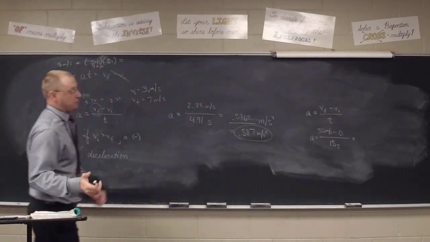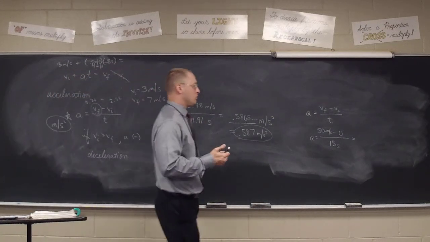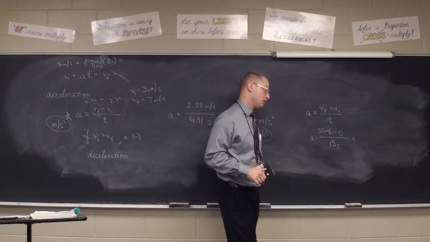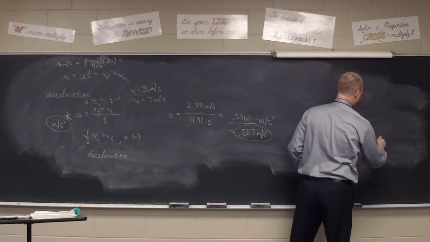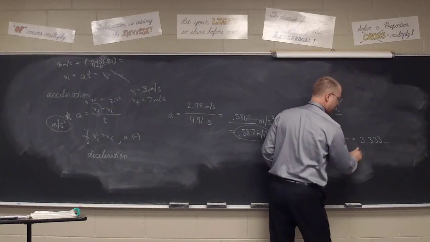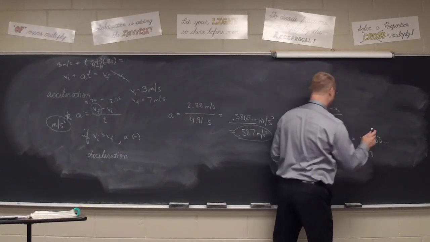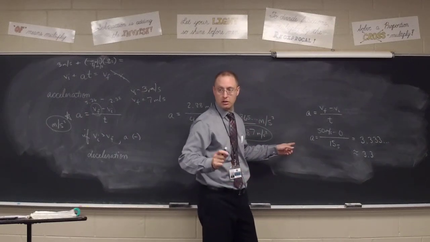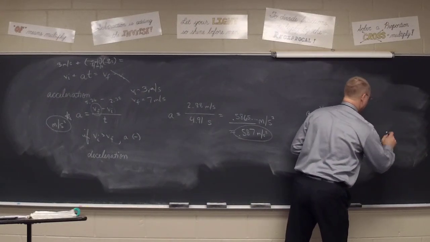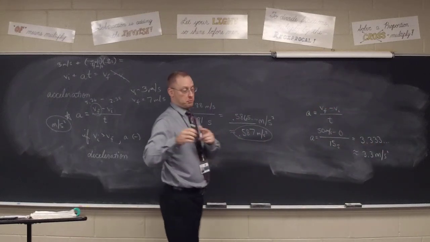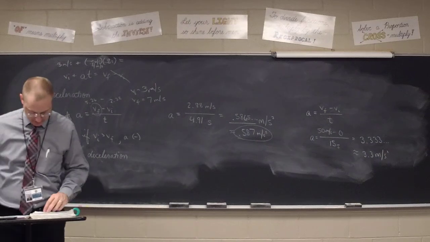Well, pretty straightforward. Class will just divide. And what do we get here? 3.3. Good, 3.3 repeating, but I think it's just the 2 sig figs. So we'll say 3.3. Now again, what are the units for acceleration? Meters per second squared. So velocity, class, is meters per second, and the acceleration is meters per second squared.